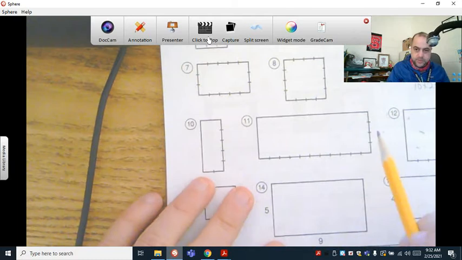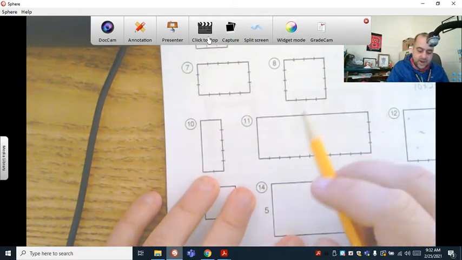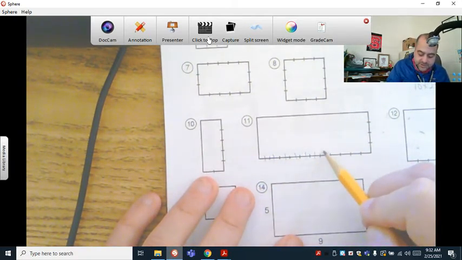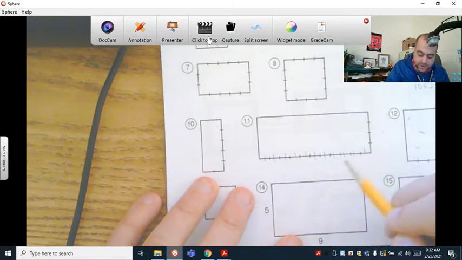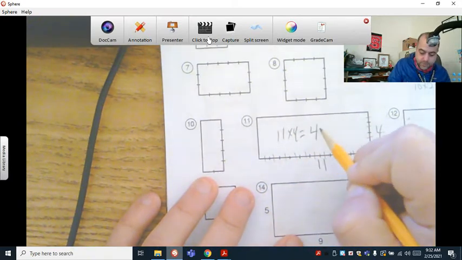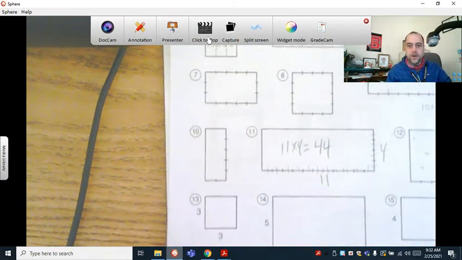Let's try this one. So you know it's the base times the height. 1, 2, 3, 4, 5, 6, 7, 8, 9, 10, 11. 1, 2, 3, 4. 11 times 4 is 44.